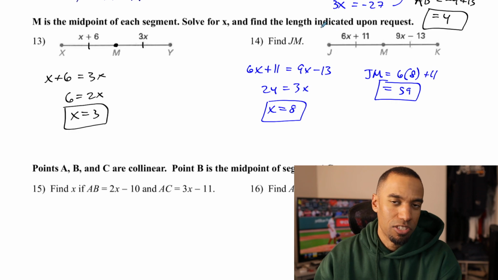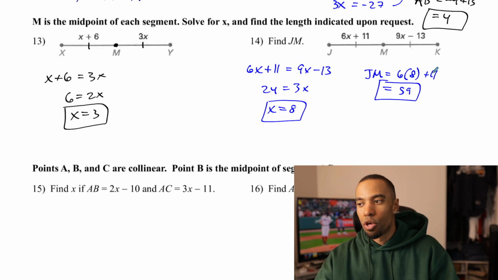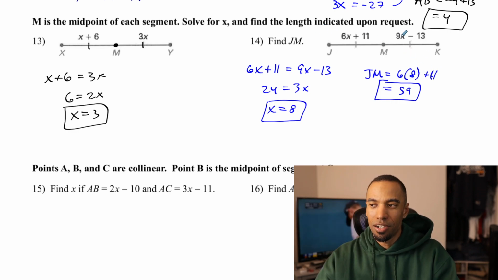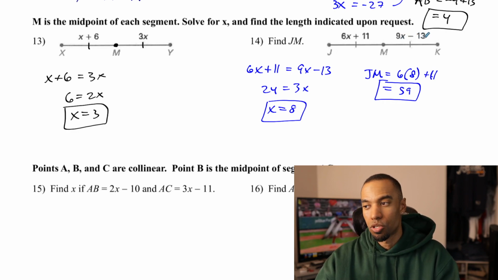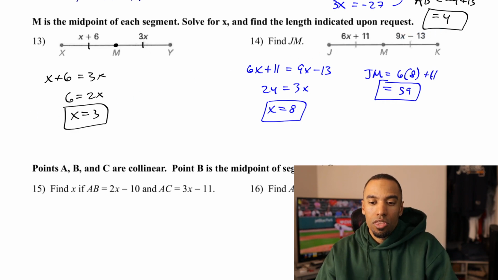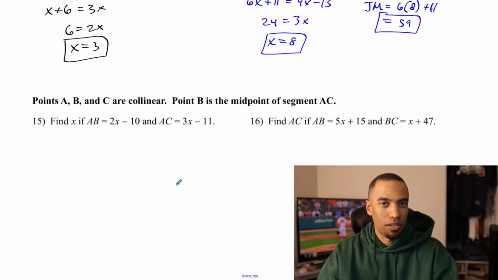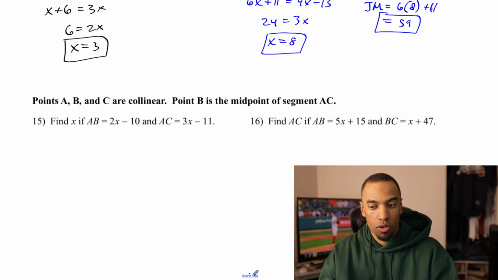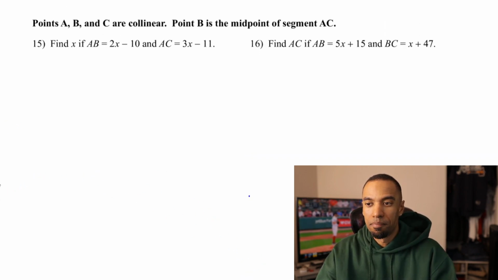Yes, I know I'm going fast. I'm being time conscious. To slow down, I'll say if I substituted 8 into here, 9 times 8 is 72, minus 13 is also 59. So even though you're not supposed to be doing both necessarily to find that answer, you can double check and make sure it worked. They were supposed to be the same.